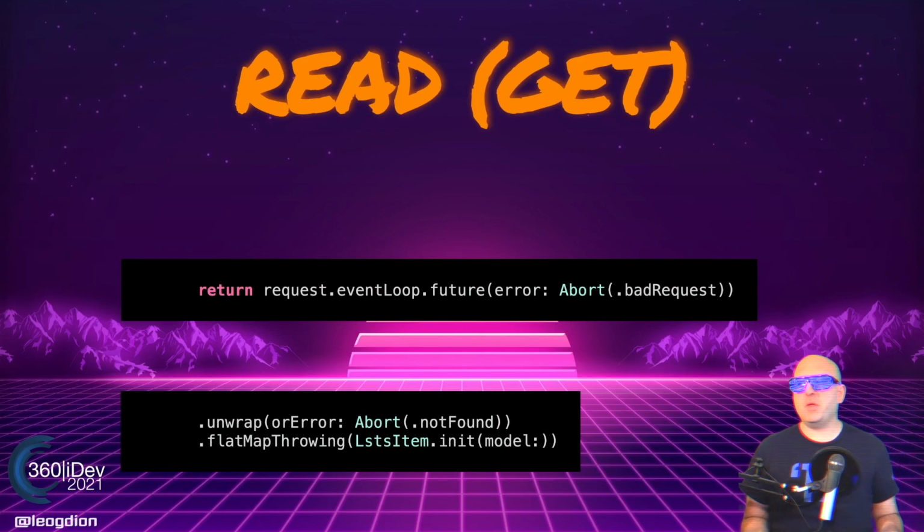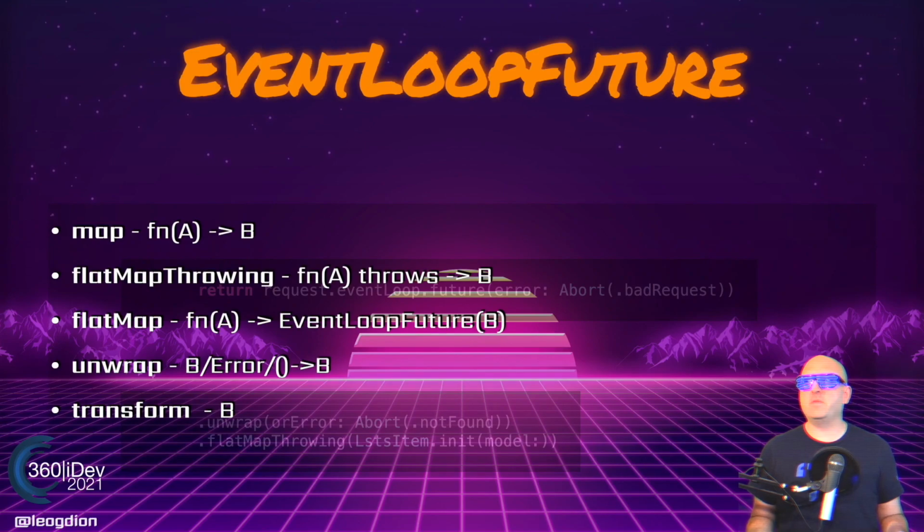You'll notice a couple of things that we've been using, this request event loop future, as well as this unwrap and flat map throwing. What do these do? Well, this is one of the basic structures of SwiftNIO, and it's called an event loop future. Basically, if you've ever used a promise before, it's very similar to that, and there are a few methods you're going to want to know.